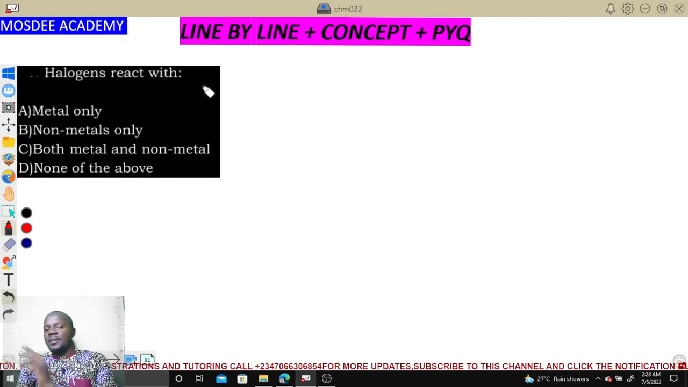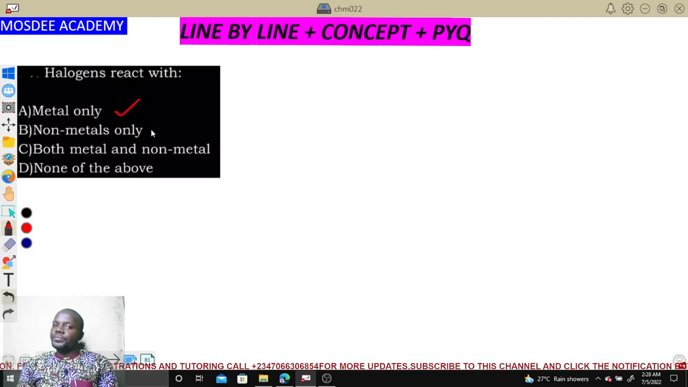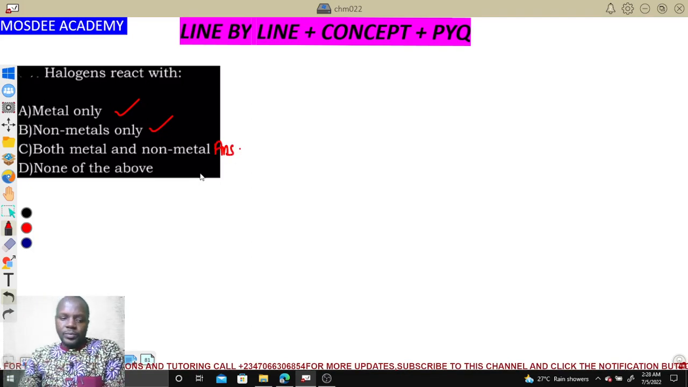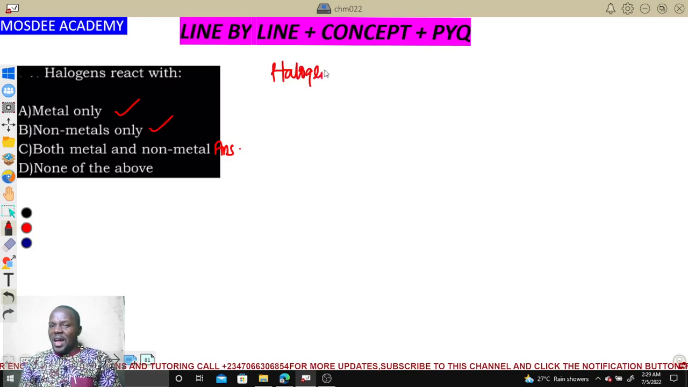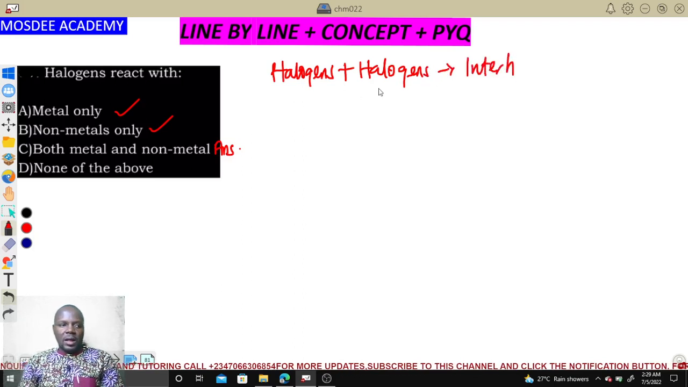Halogens react with dash. Halogens can react with metals. They can also react with non-metals. So the answer will be both metals and non-metals. Please keep that in mind. Halogens react with metals and they also react with non-metals. They also react with themselves. Halogen plus halogen is called interhalogens.